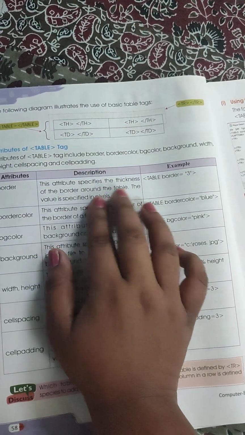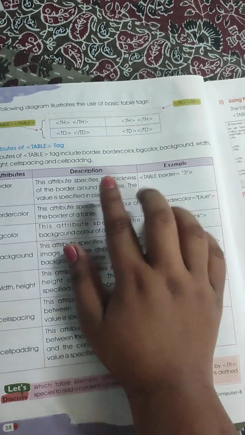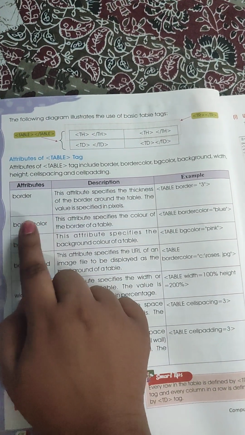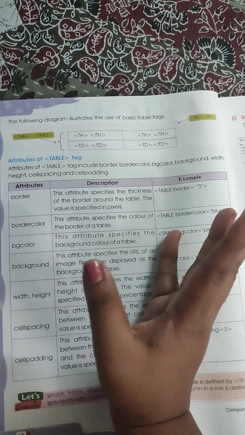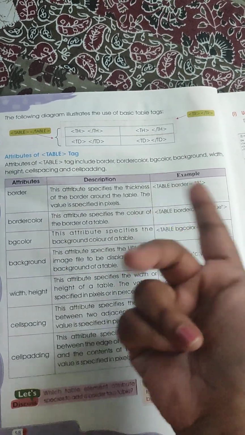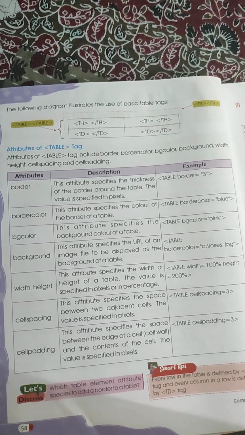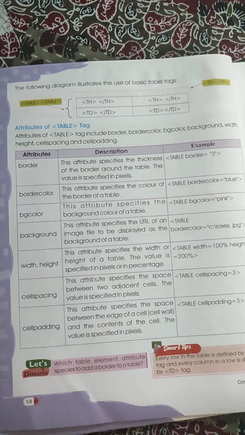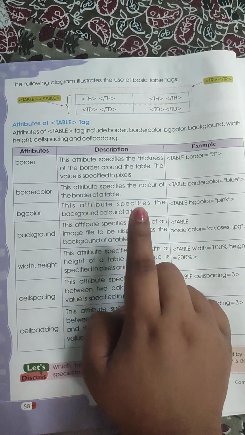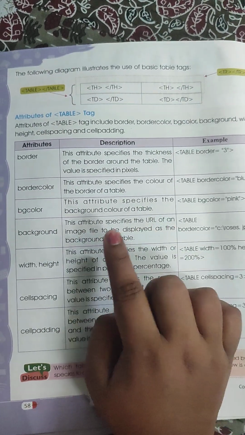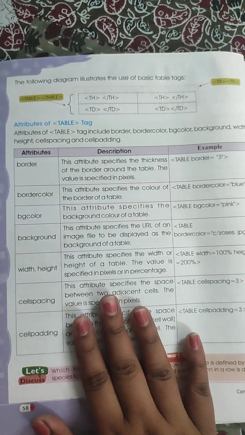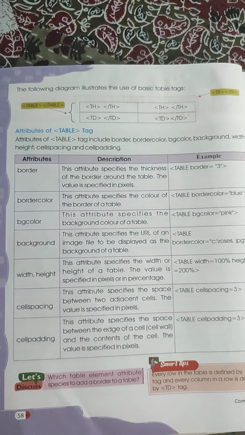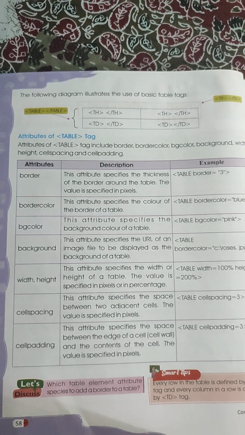Border means what? It is the line around a table. These are black colors, that's called the border. Border color means you can choose any color for the border: red, yellow, black, purple, lavender. Bg color means the background color of the table. This means the background you have to set. Width and height mean the length and breadth, and by pixel or percentage you can specify the height and width.